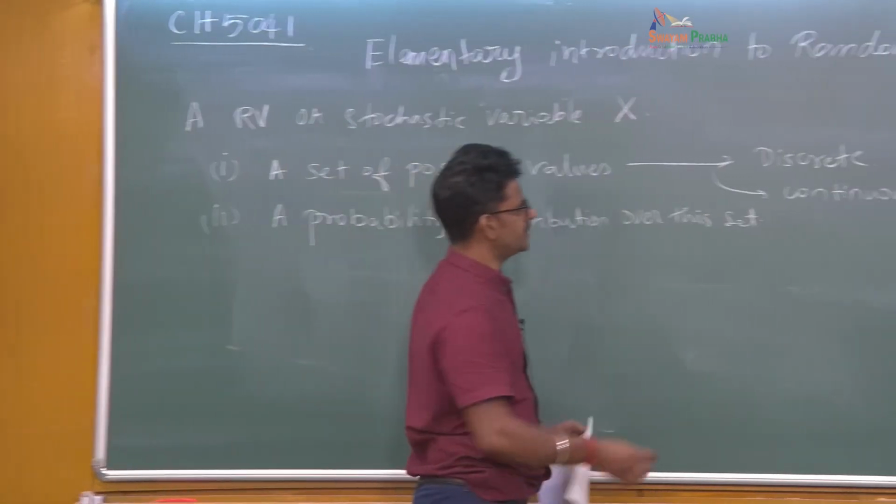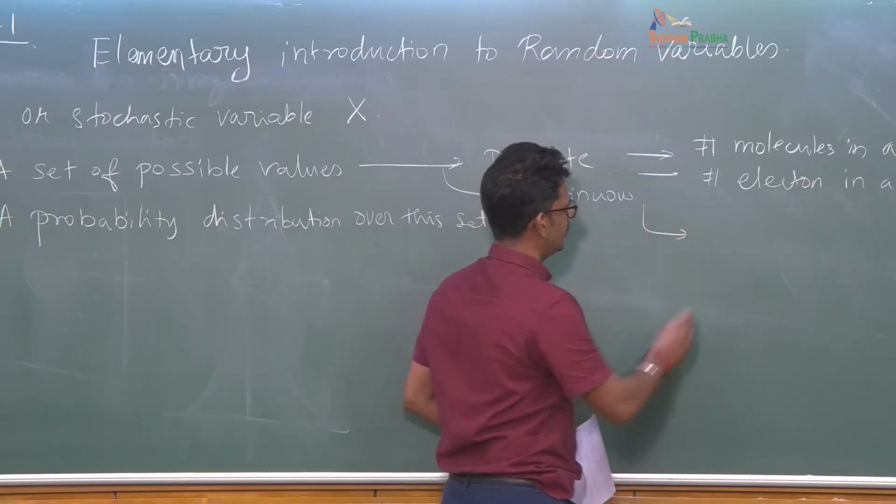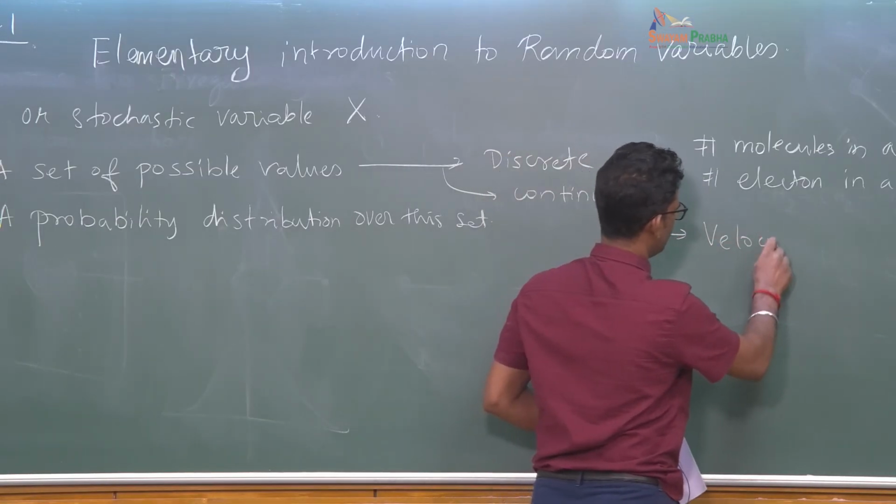Sometimes it can be continuous. An example could be the velocity of a Brownian particle.